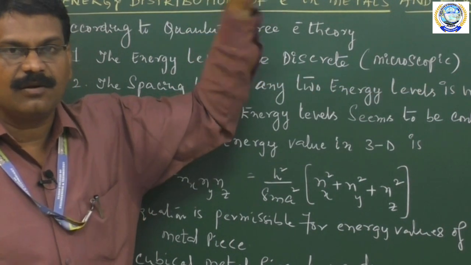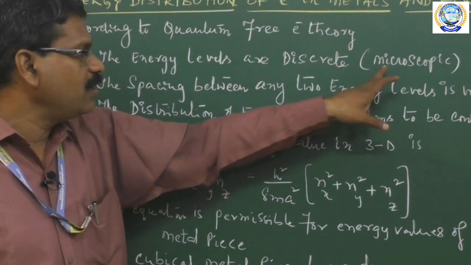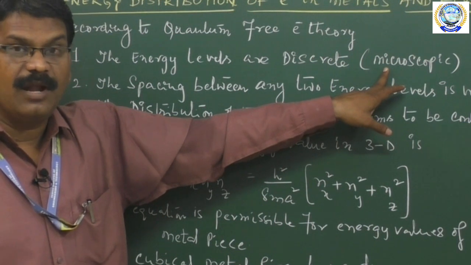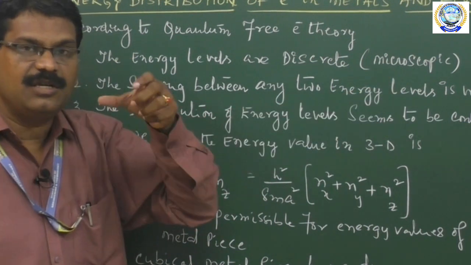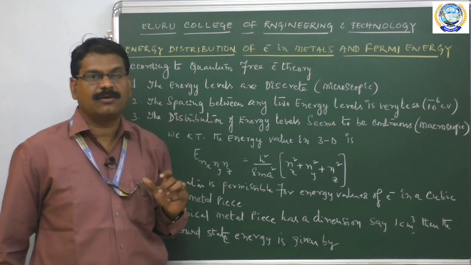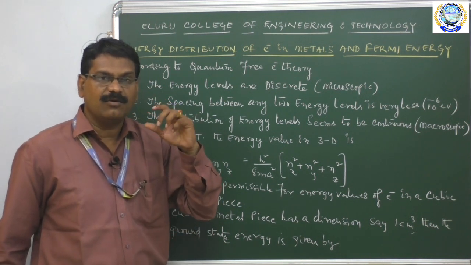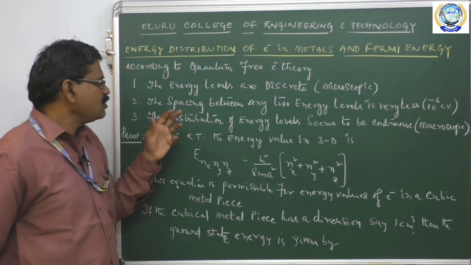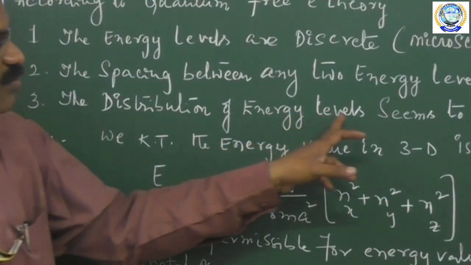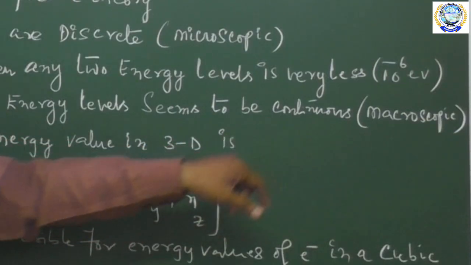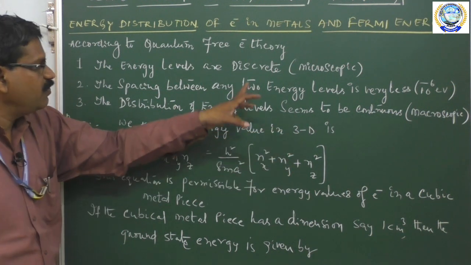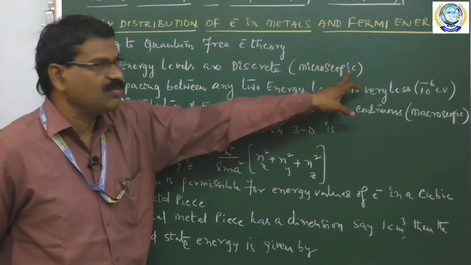According to classical free electron theory, we learned how the energy of electrons is distributed. The second one is the filled energy states of electrons, and the third one is the outermost orbitals of electrons. And we should learn the third one: the distribution of energy levels seems to be continuous. So strictly speaking, if it is continuous, we consider it a macroscopic property. If it is discrete, we consider it a microscopic property.